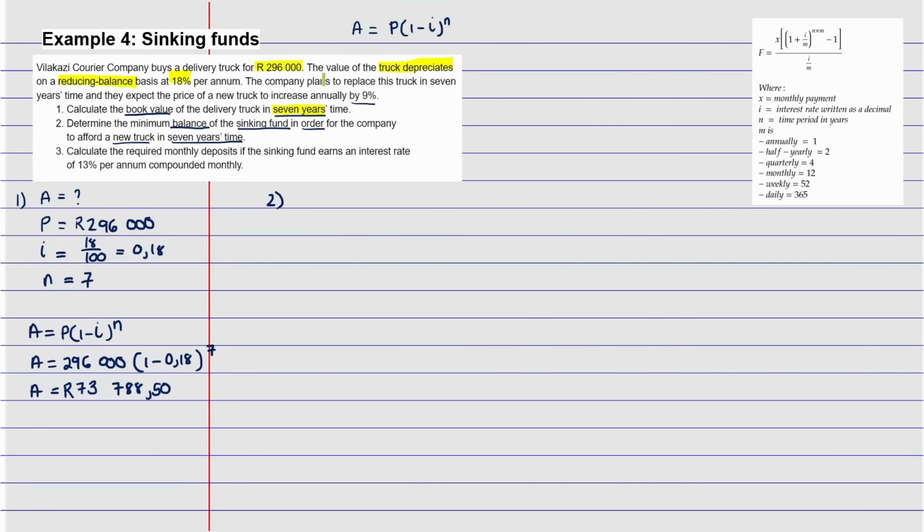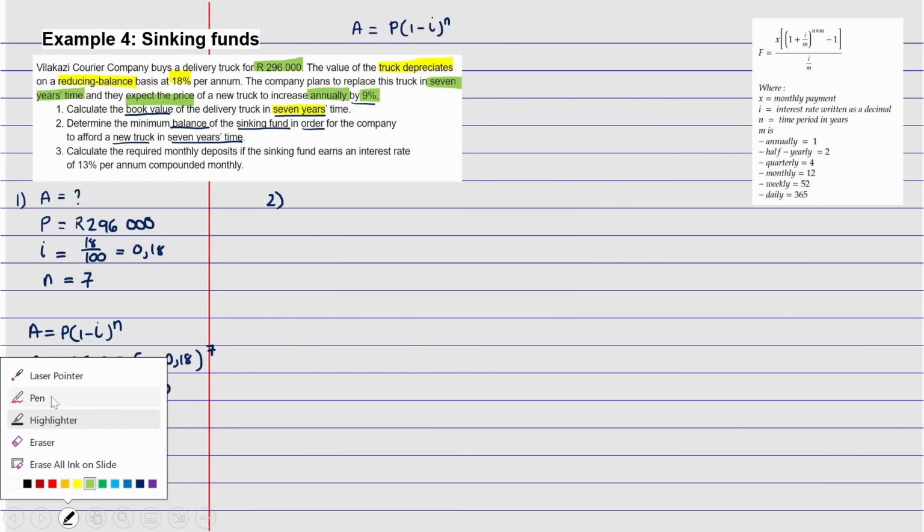It says we're done with the first part, right? It says the company plans to replace the truck in 7 years' time, and expects the price of the new truck to increase by 9% annually. So the company expects to buy the new truck, and they expect its price to increase by 9%, compounded annually. I hope that makes sense.